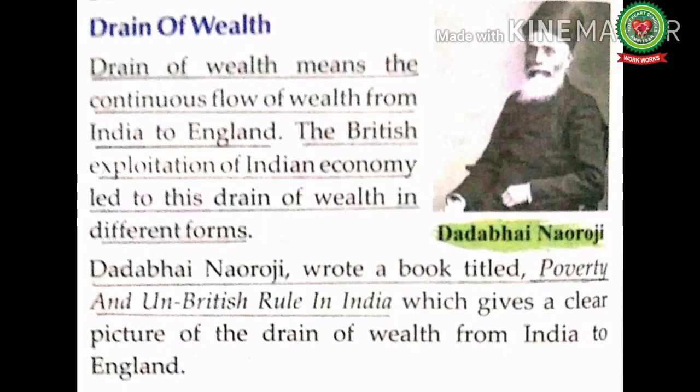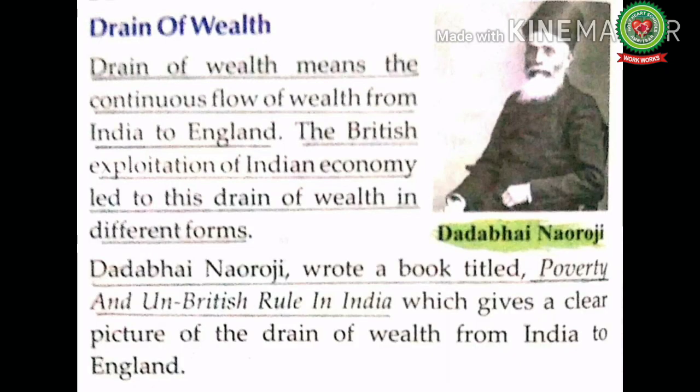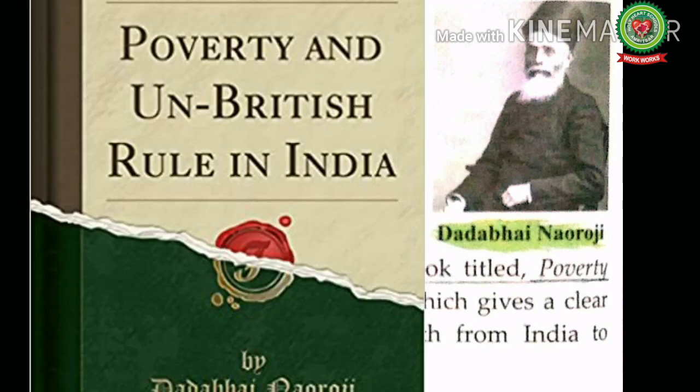Dadabhai Nauroji wrote a book titled Poverty and Un-British Rule in India, which gives a clear picture of the drain of wealth from India to England. Dadabhai Nauroji, known as the Grand Old Man of India, was a Parsi intellectual, educator, and an early Indian political and social leader. Drain of wealth was first of all criticized by Dadabhai Nauroji in his book Poverty and Un-British Rule in India. The main theme of this book is drain of wealth.